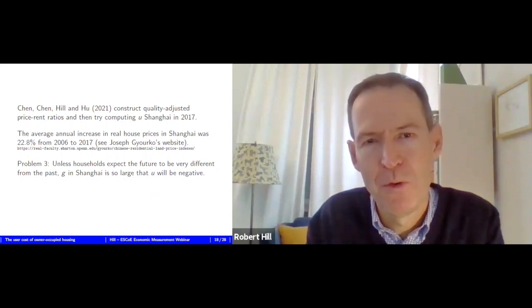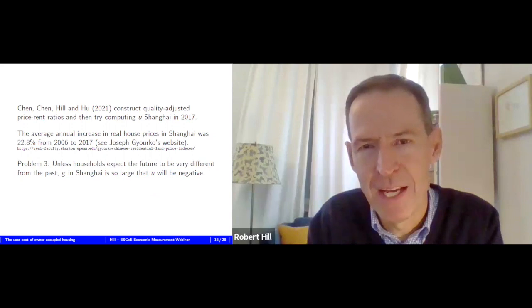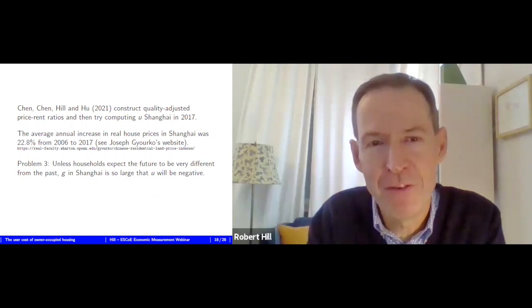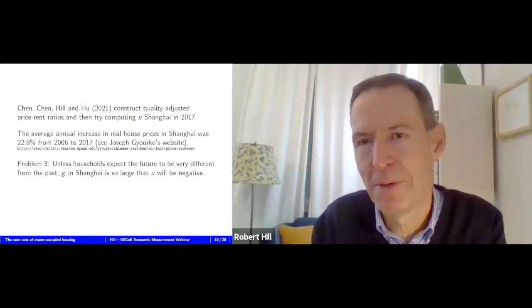Now, with such huge expected capital gains, it's almost inevitable that the user cost U is going to be negative, because you add up all those other terms. There's no way they're going to add up to 22.8% by comparison.